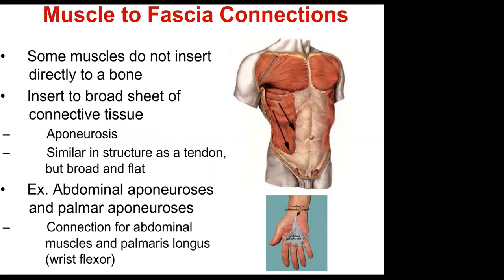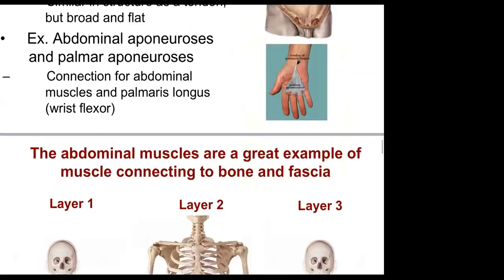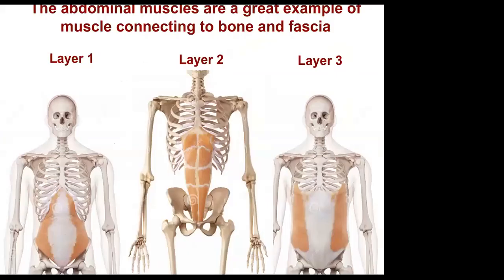So looking a bit closer at the abdominal muscles, if you're in lab, you'll learn about these different layers, but I will mention them here in lecture as well. So we do have multiple layers making up our abdominal muscles. And what I wanted to show you in this example, which I'll highlight here in red, is where we see the aponeurosis here and here that the muscles connect to.